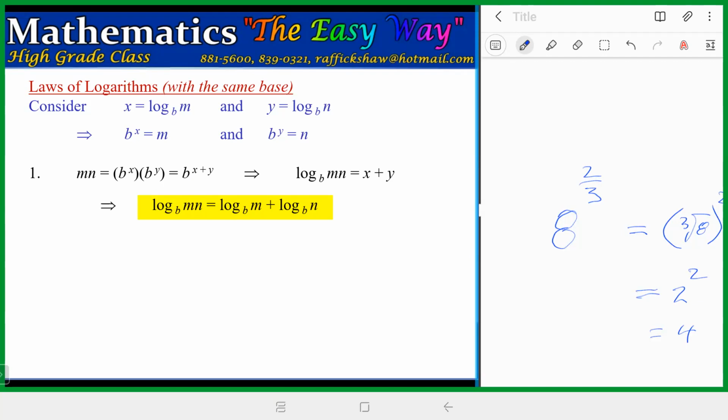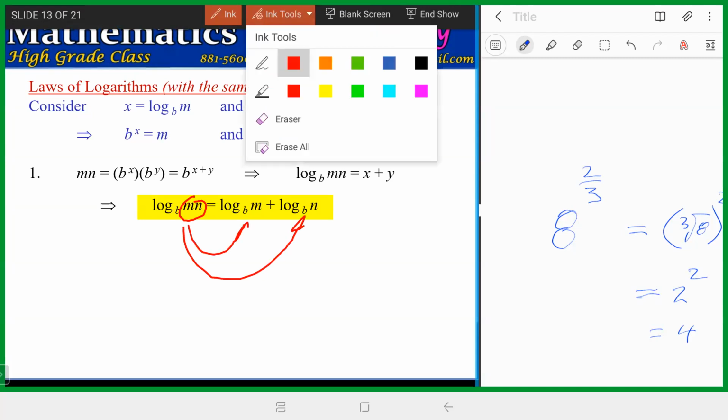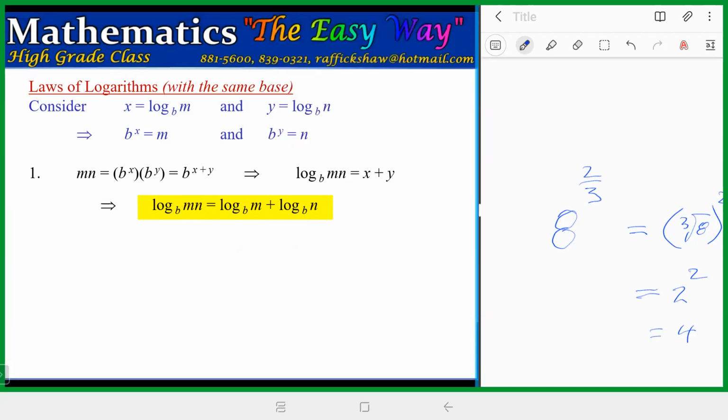So look at it. So here, you can add that. So here, the log of this product becomes the log of m plus, as a product becomes plus, the log of n. And the base is the same. That's the first one.